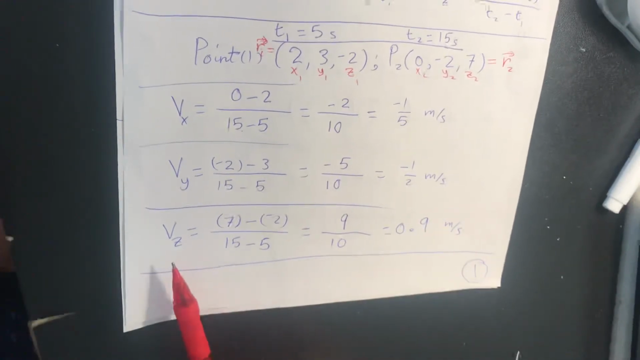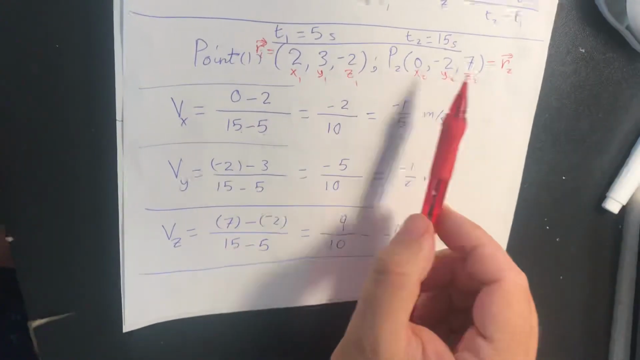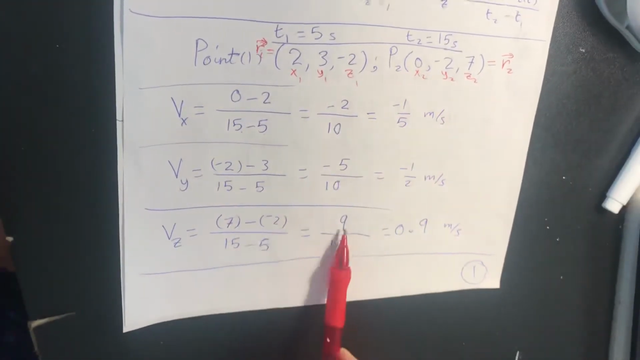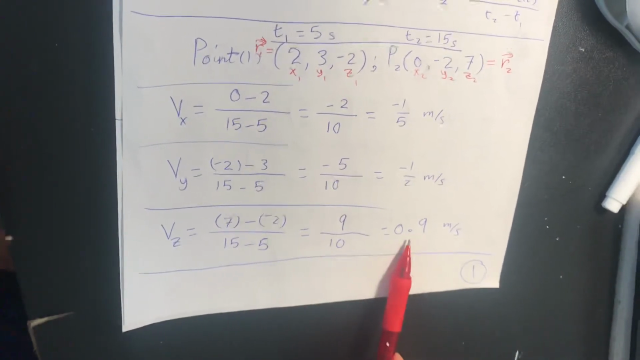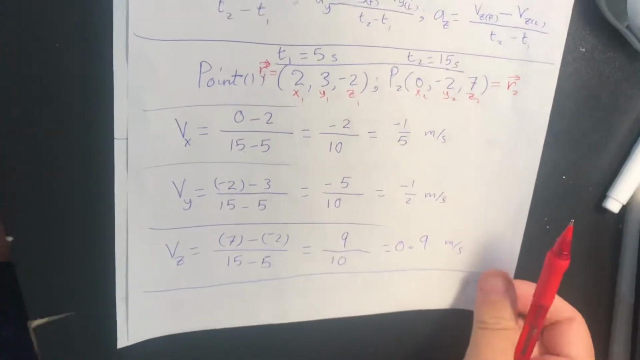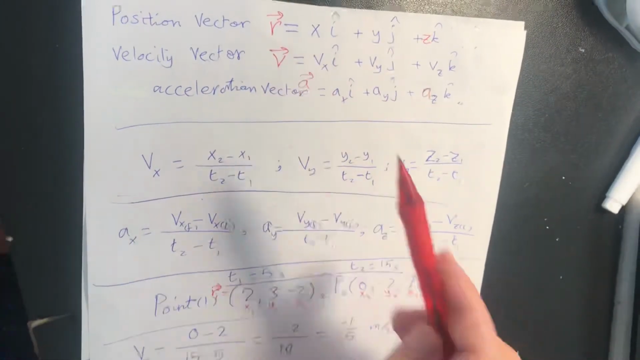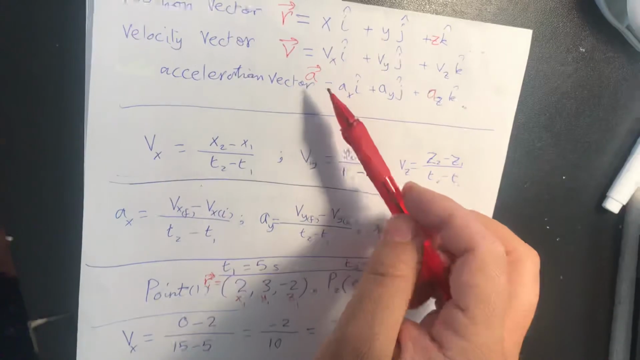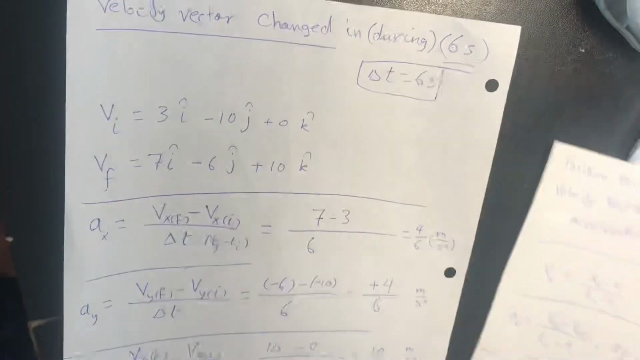What about the average velocity in z direction? It is z2 minus z1, which is 7 minus minus 2. It will be 9 over 10, which is the total time, which is 0.9 meter per second. This is for computing the average velocity vector from the position. What if we need to compute the average acceleration from the velocity using these vectors?